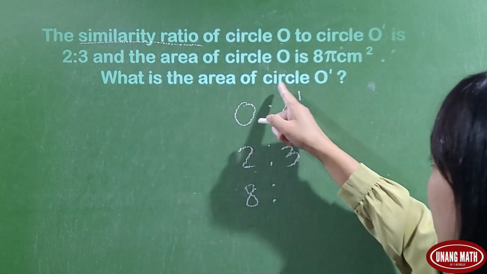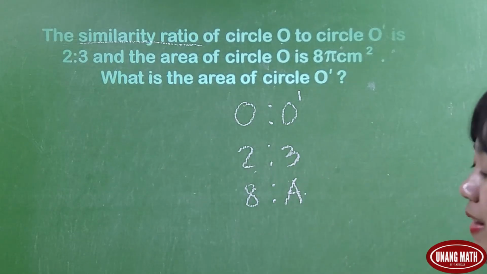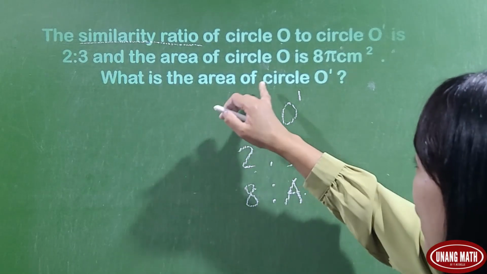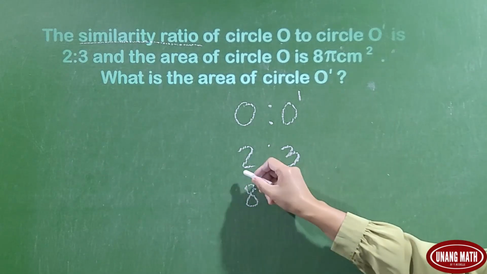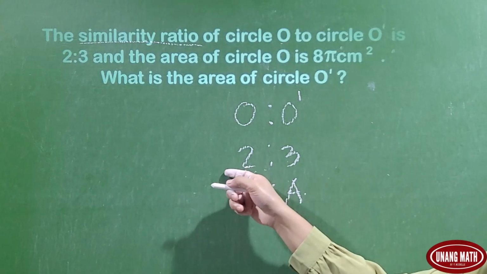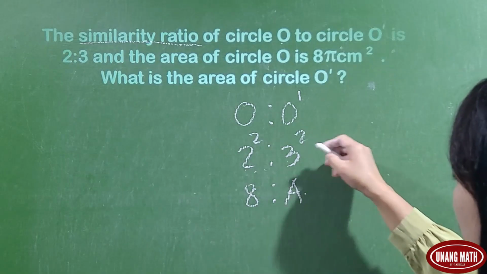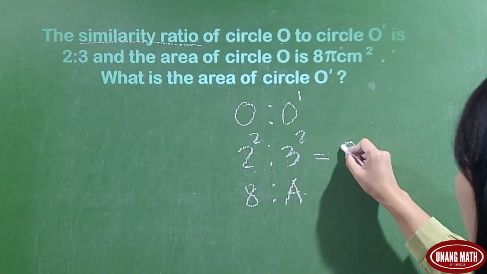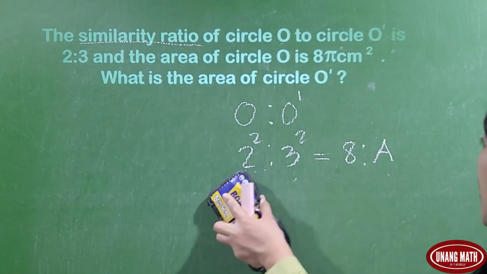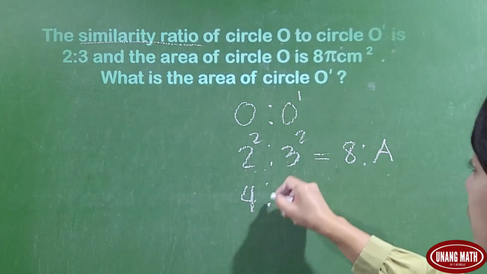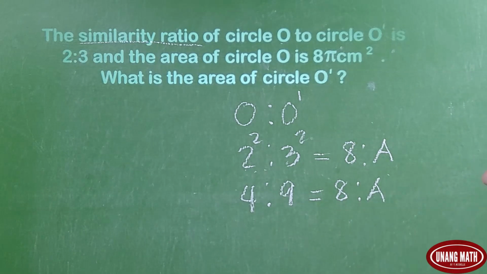So we're looking for the area of circle prime O. So let's represent this one as A. So what would be the area of circle prime O? Since we know that the similarity ratio is 2 is to 3, then we just have to square the similarity ratio. So 2 squared is to 3 squared. This is equal to 8 is to, what would be the area of circle prime O? So 2 squared is 4. This is 9. And this is equal to 8 is to A.